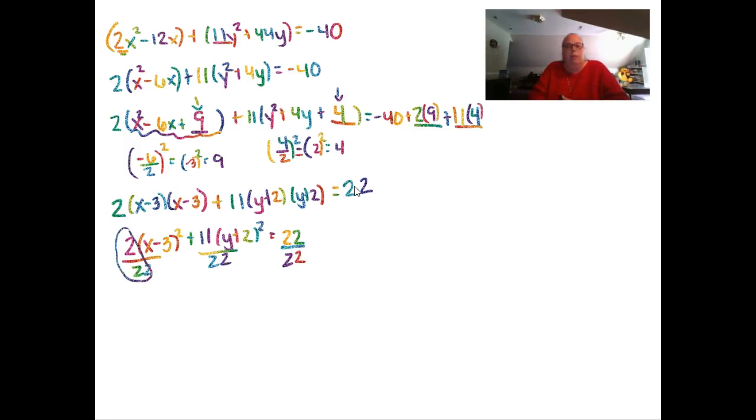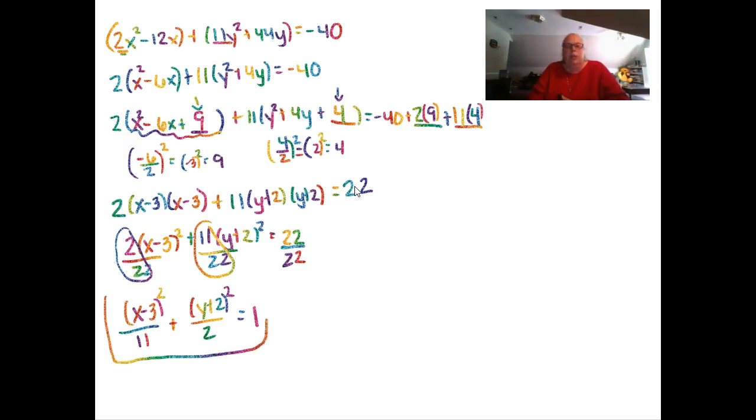This fraction right here will reduce. We'll have x minus 3 squared over 11. This fraction right here will reduce, so we'll have y plus 2 squared over 2. And over here, we're going to have a 1. We wanted the 1 to be there. So this is the equation of our ellipse, and Part A is now complete.